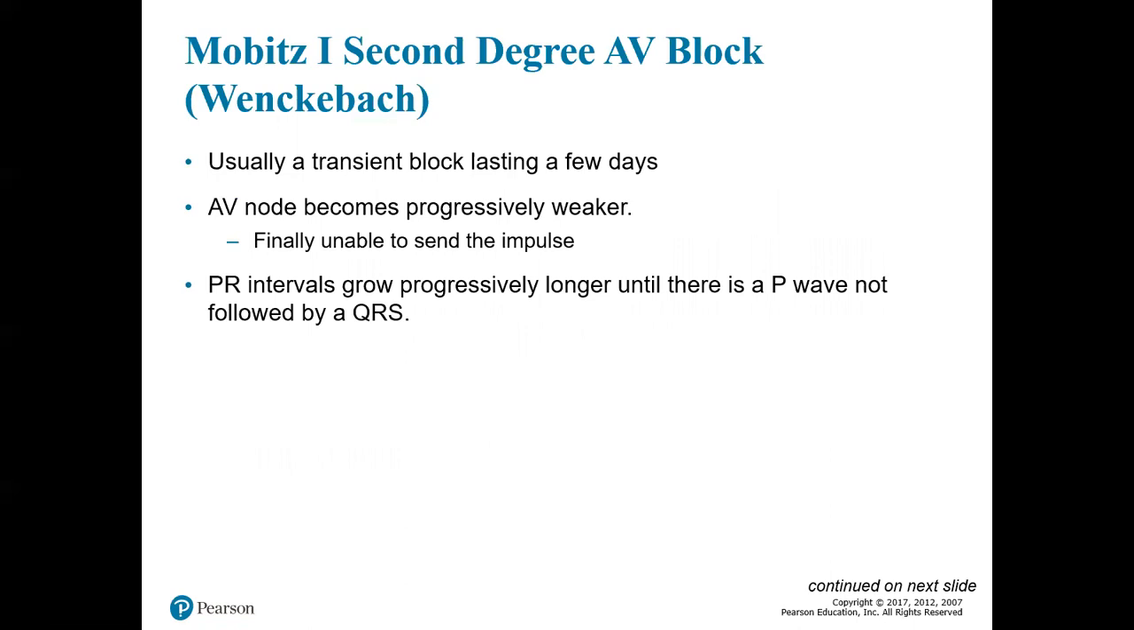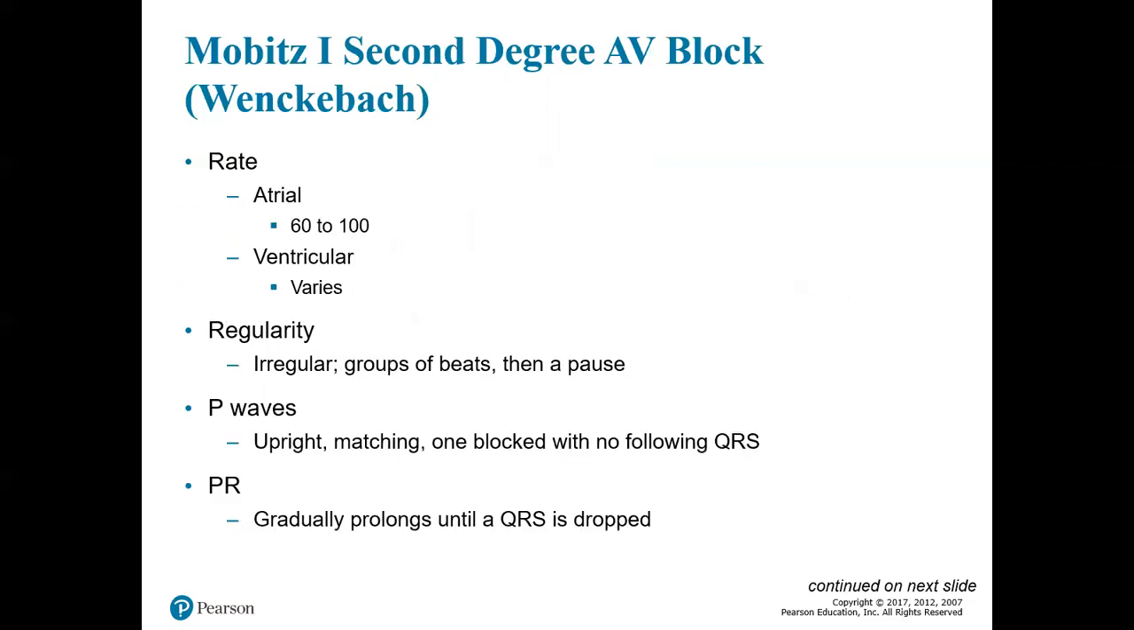Moving right along to your Mobitz 1 or second degree AV block, which is also known as the Winky block. It's usually a transient block that can last for a few days. The AV node becomes progressively weaker, and finally it becomes unable to send out the impulse. And eventually your P wave will not be followed by a QRS. The atrial rate can still be at 60 to 100. Your P waves will be upright and matching until you get that one block with no following QRS.